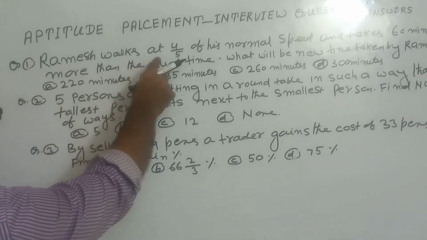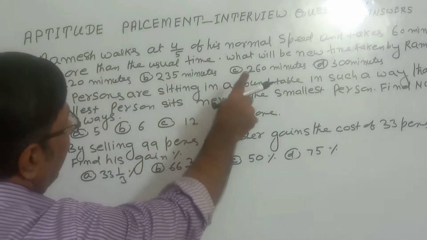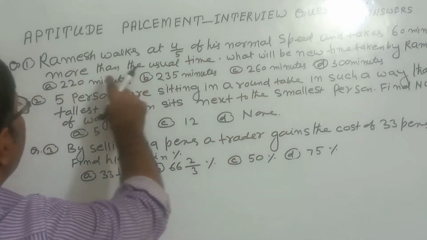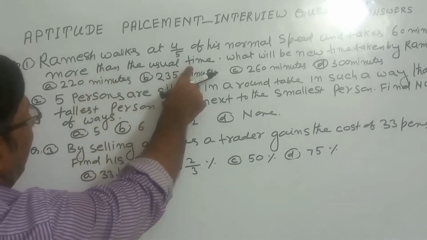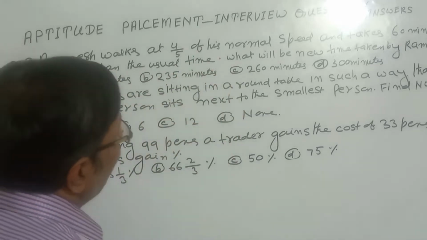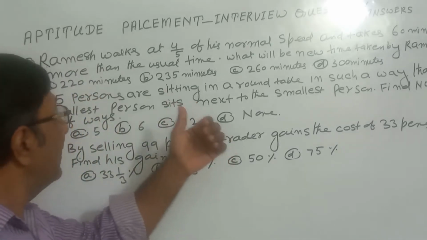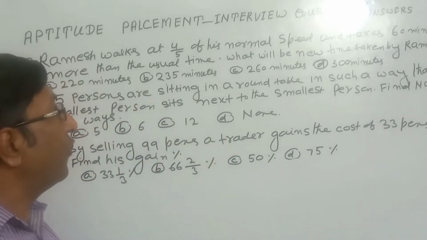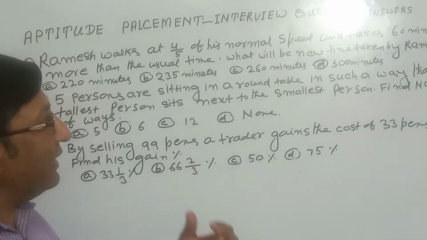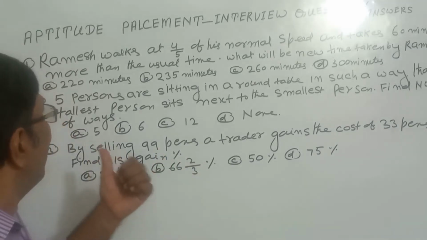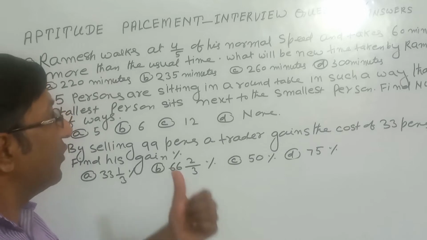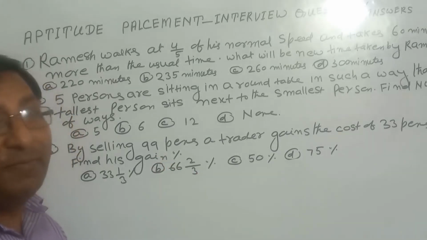Ramesh walks at 4 by 5 of his normal speed and takes 60 minutes more than the usual time. What will be the new time taken by Ramesh? The question is that Ramesh walks at 4 by 5 of his normal speed and then takes 60 minutes more than the usual time. Then what will be the new time taken by him?